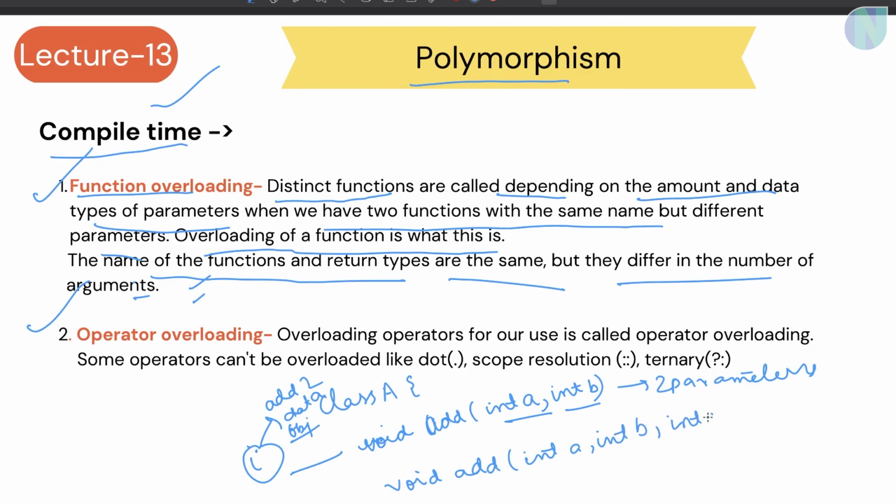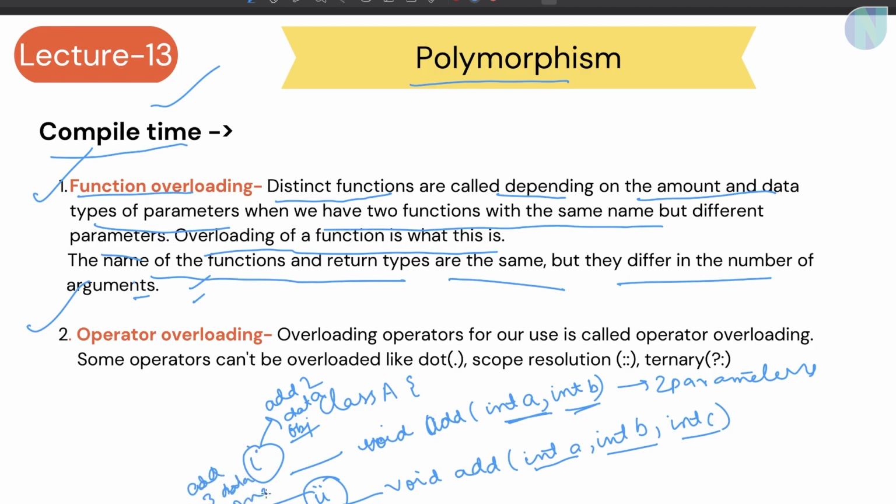Now consider I am having one more method with the same name, void add(int A, int B, int C). Here the first one gives two parameters, like I want to add two numbers, but what if I want to add three numbers? For that as well I have created a method void add(int A, int B, int C). So this is method number 2, where we are adding three data members.